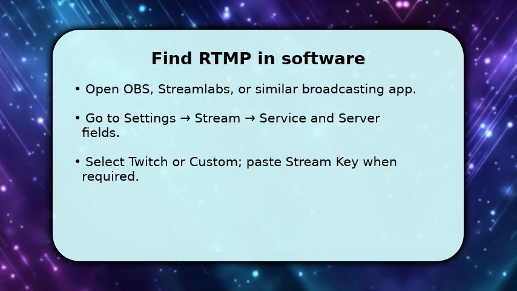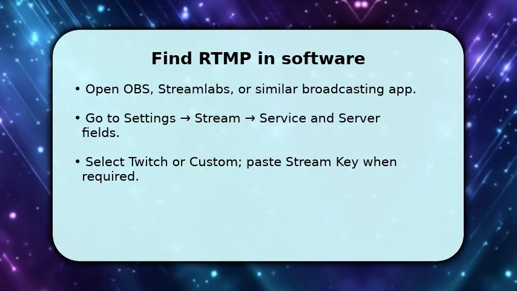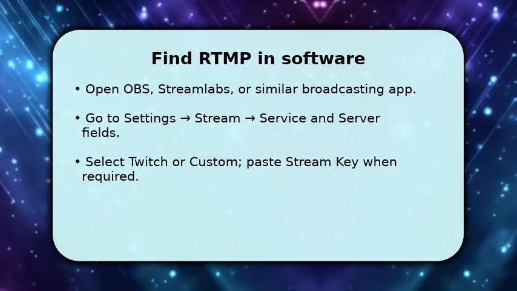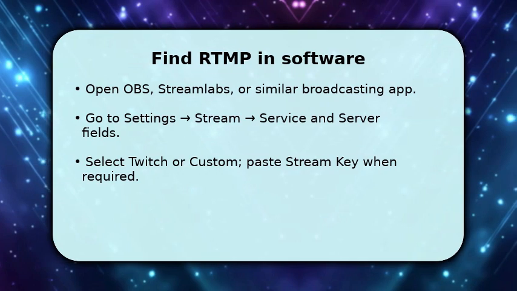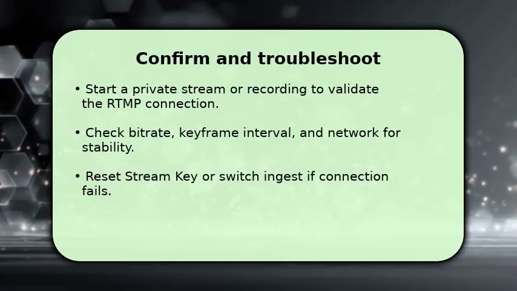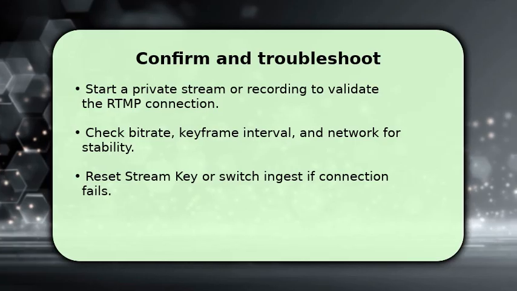The RTMP URL follows the form RTMP//ingesthost/app. You usually don't change it, but make sure the server matches your chosen ingest region before pasting the stream key, and to finish, start a private or unlisted stream and watch the preview to confirm the RTMP handshake succeeded.